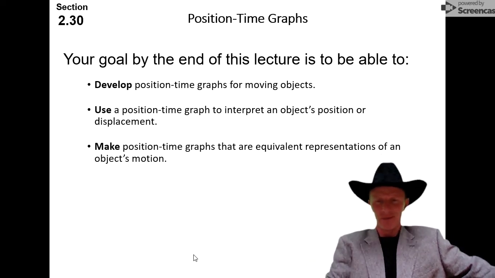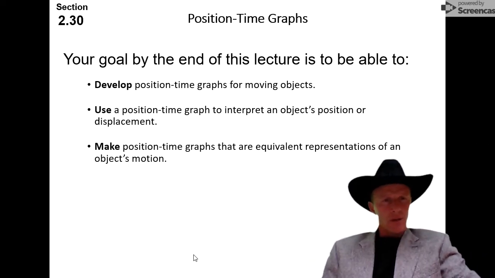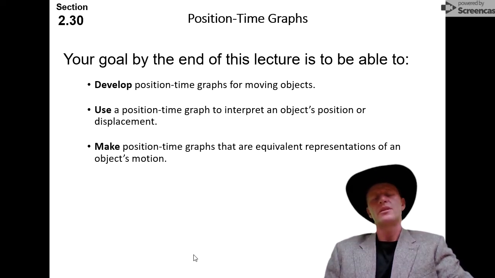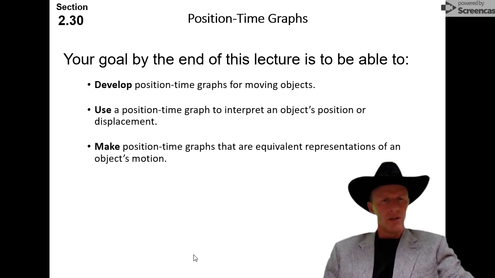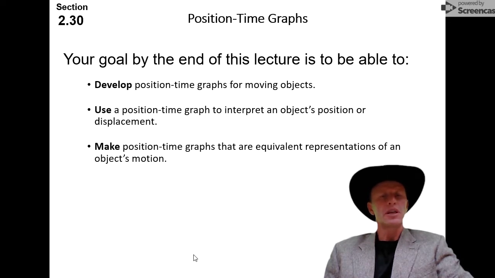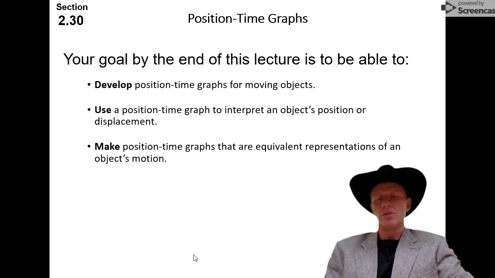Oh, hey, what's going on? Cowboy Joe here with a recapitulation of 2.30. This one's on position time graphs. So we're going to advance our understanding of physics and try to create position time graphs from data that we collected. That's your goal for today, to develop a special type of graph called a position time graph for a moving object. Then we're going to use the position time graphs to interpret an object's position or displacement and make position time graphs that are equivalent representations of particle models that we've already talked about.